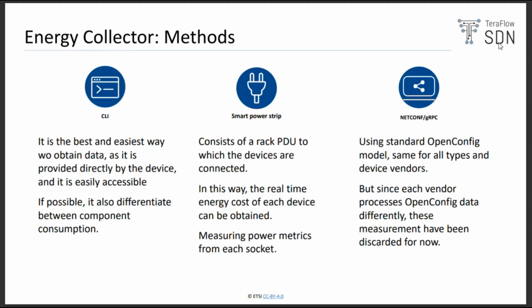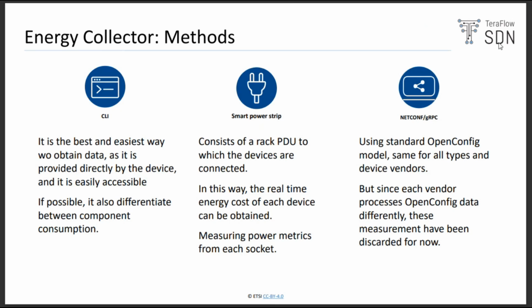So first, I'm going to go deep into the modules. The first one, the Energy Collector, of course, is going to obtain the energy information. How is it going to do it? With different methods. The first one is using the command line interface of the routers. This is really simple. We have the router, we can connect to the command line interface and obtain all types of information. This is the best way, the easiest one.